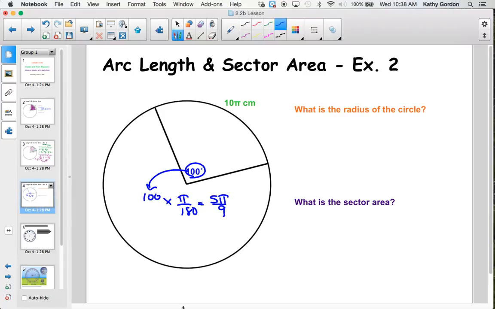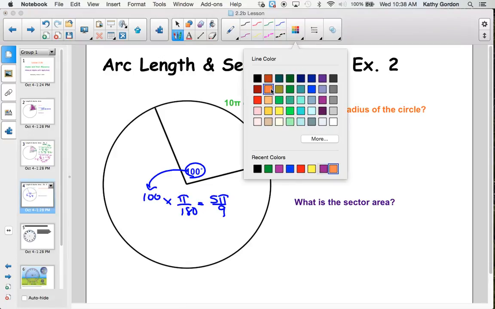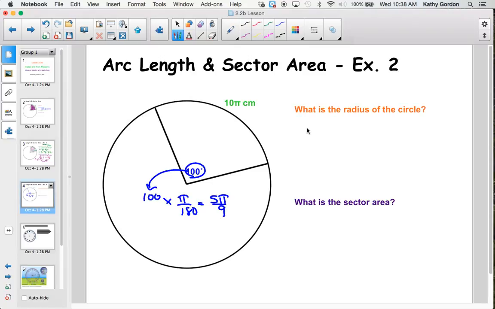Okay. What should I do from there? Peyton, what do you think we should do next? I started with an equation, so I had the arc length, which is 10 pi, equal to 5 pi over 9 times the radius. And then I just solved for r. Okay, so you use this one. Yeah, so S was going to be the 10 pi, and theta is going to be 5 pi over 9, and then solve for r.